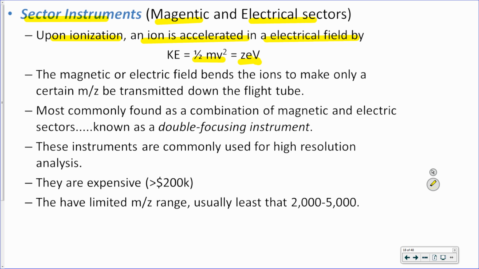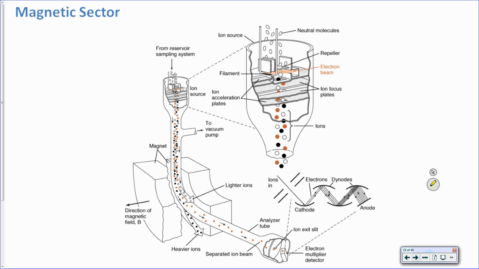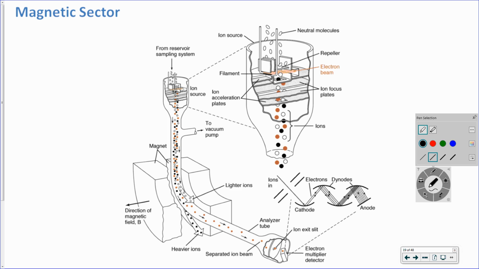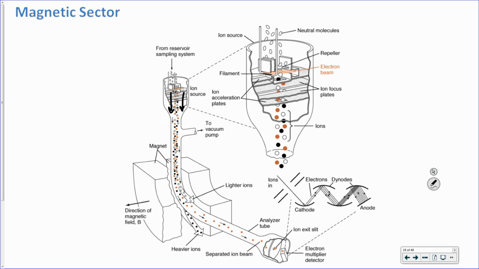So the ion is accelerated, and it runs into this magnetic or electrical field, which bends the ions to make a corner, and only a certain combination of mass to charge is going to be transmitted down the flat tube. If you look at the picture on the next page, you create the ions in the source, and then the ions are accelerated and take off running in this direction. The three different colors here, orange versus white circles versus black circles, represent three different molar masses.